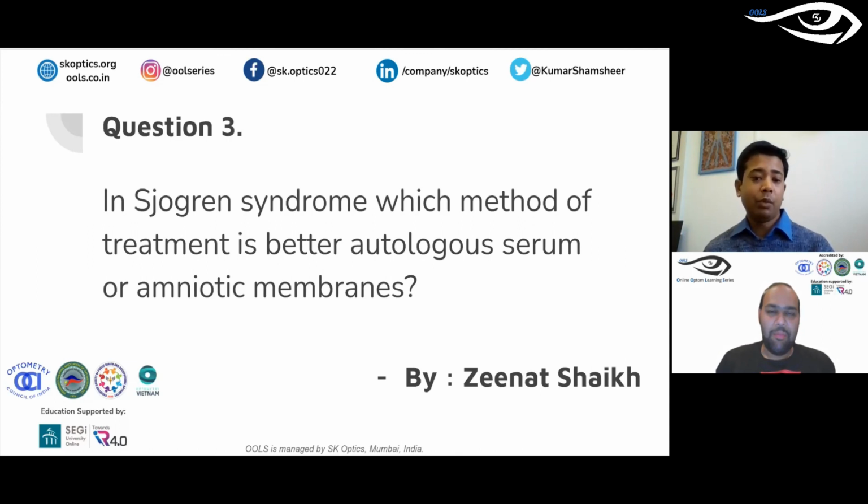Well, I think amniotic membrane works very well if the setup permits. Not many have this setup, first of all. You really need a tertiary hospital setup, and it does fantastically well. It may hinder vision a little bit because there's a membrane there, whereas autologous serum does well.